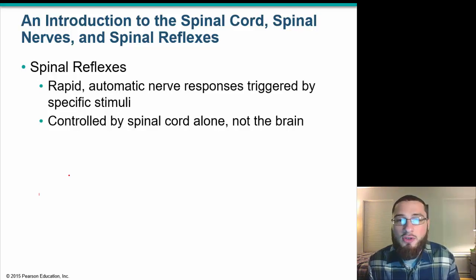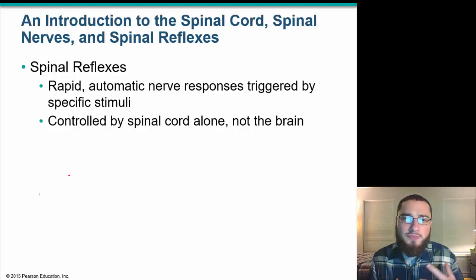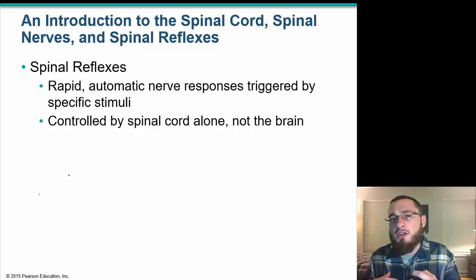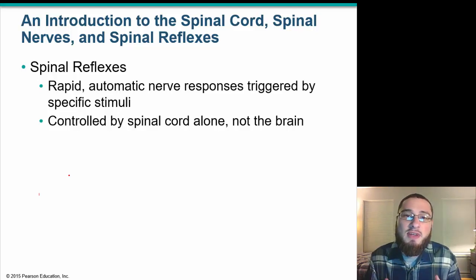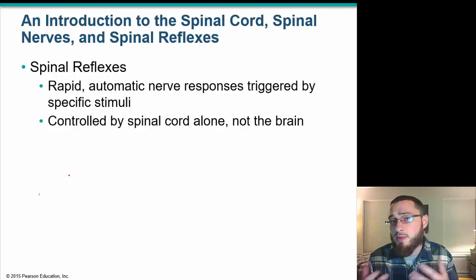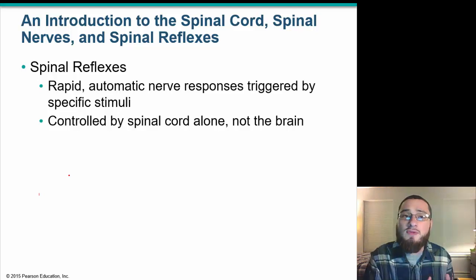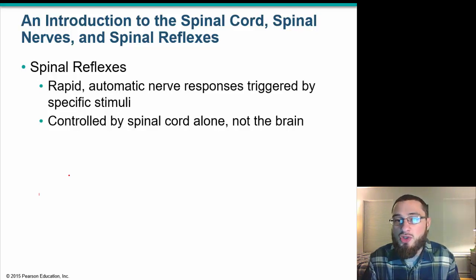They're rapid, automatic responses triggered by specific stimuli. We always think about a stimulus sending a message up to the brain, the brain comprehending this and sending a message back on how to react, but it's not always like that. When we talk about reactions, we're talking about the brain, but when we talk about reflexes, we're talking about the spinal cord taking in this information and responding on its own. It's controlled by the spinal cord alone and not the brain.